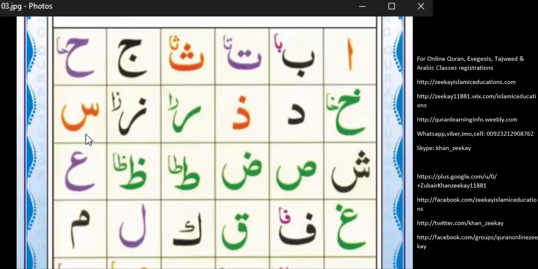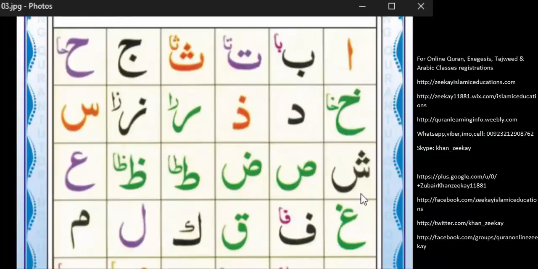The next letter is Sin. It is also pronounced like letter Za. The origin of this letter is the same as letter Za. Letter Sin is pronounced by touching the tongue tip to the central lower two teeth. A little part of the tongue will also touch the upper central two teeth. In Za, a much bigger part of the tongue will touch the lower central two teeth and a little part will touch the upper central two teeth.